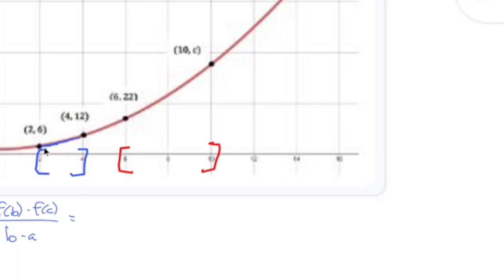Okay, it looks like I would go up 6 over 2. So I'm just actually going to do that, up 6 over 2. That's what it looks like. So the slope is 3. Yippee. 12 minus 6 is 6. 4 minus 2 is 2. The average rate of change is 3. Okay, boom.